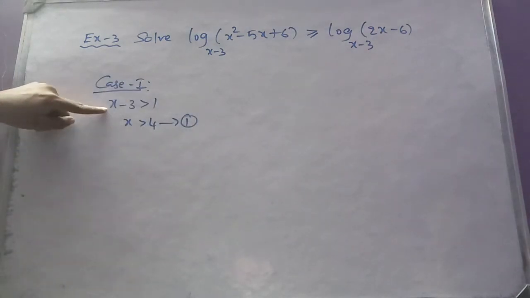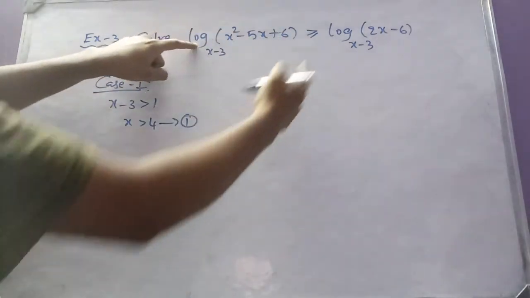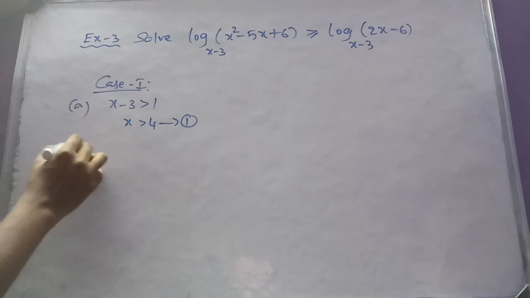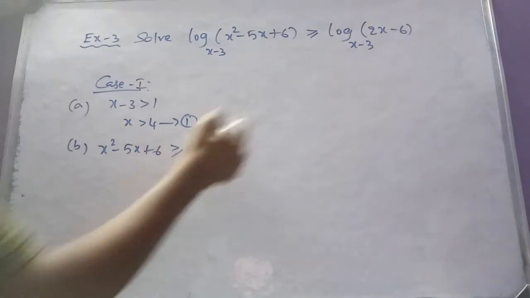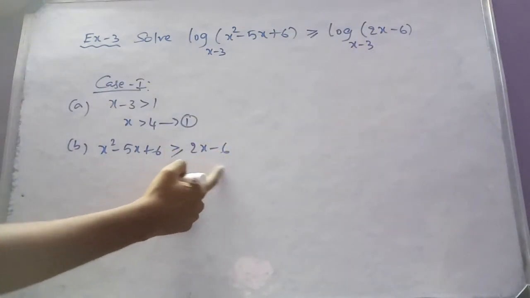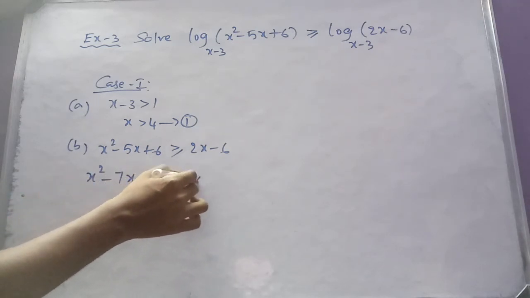And next, since the base is an improper fraction, the inequality will not change when you ignore logarithms. Which means that you get x square minus 5x plus 6 greater than or equal to 2x minus 6. So take these two to the left side. You get x square minus 7x plus 12 greater than or equal to 0.